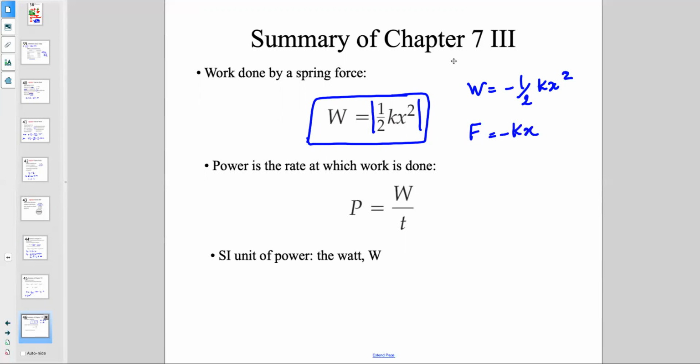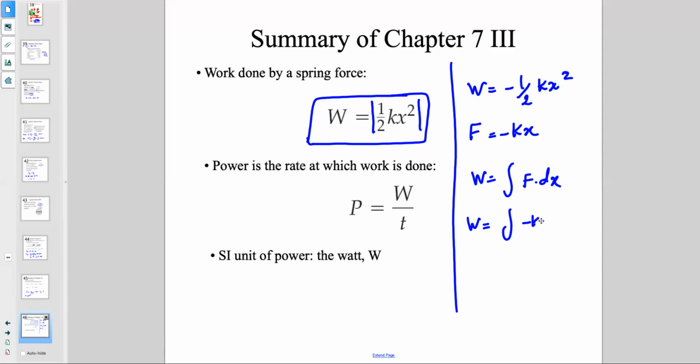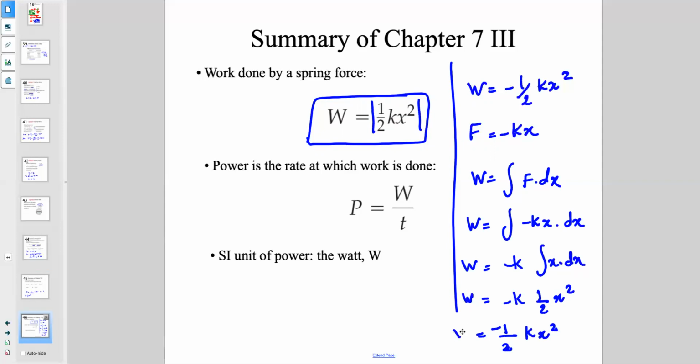And the way that we calculate this, if you remember, we had W is F dot dx, and W is negative kx dot dx. I bring the negative k out of this integration, so I have negative k, and I have x dx inside the integration sign. If I integrate this, it will be half x squared, or I can write it down as negative 1/2 k x squared being my W.